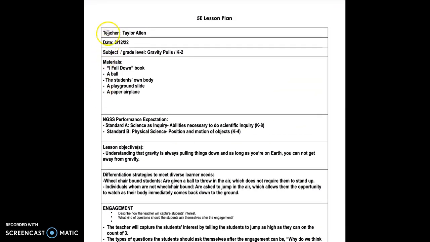This concludes my 5E lesson plan regarding gravity pulls. Thank you.